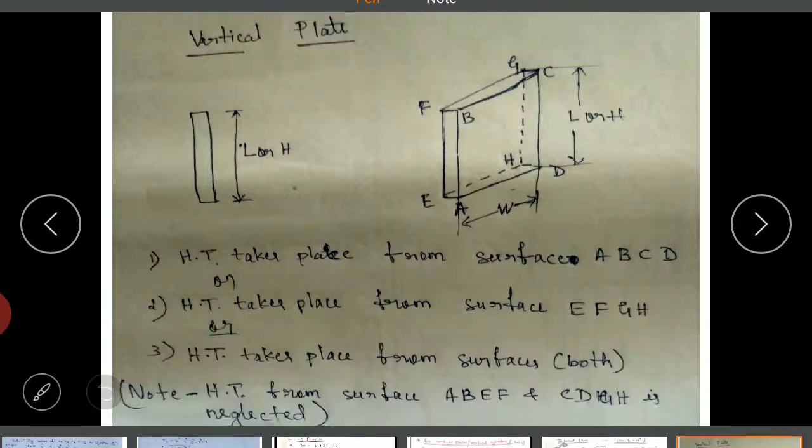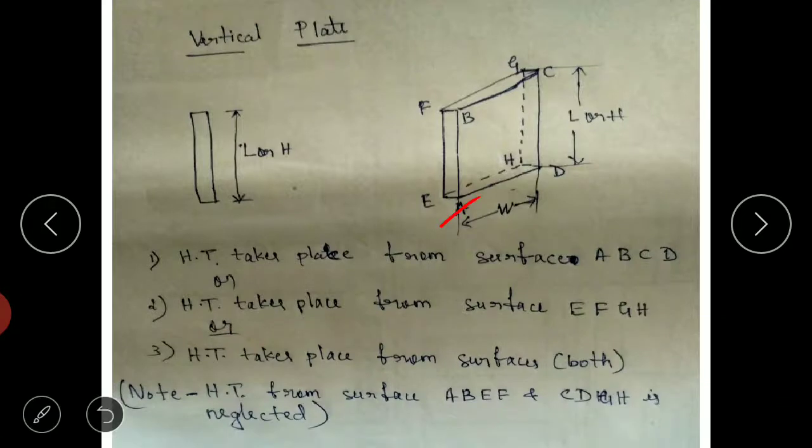Okay, so I am talking about the surface A, B, F, E. Heat transfer from this surface is neglected. There are four such surfaces in total. I mean the small sides where the area is negligible; the heat transfer from such surfaces is neglected. I have written only two here, but there are four. You can see them. Heat transfer from the sides which have negligible area is negligible.